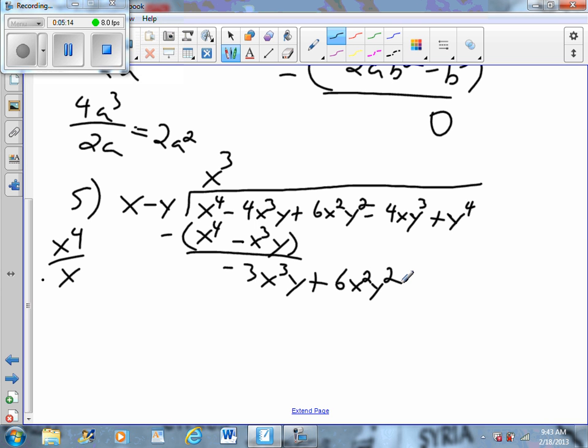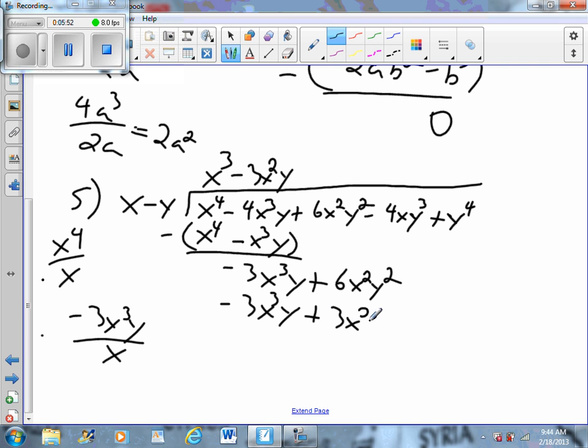Okay? All right. Now, to get the next part of my answer, I'm going to have to divide negative 3x to the third y by the lead term of my divisor, x again. And what is that going to give me here? Negative 3x squared y, right? Y'all see that? Negative 3x squared y. Now I multiply negative 3x squared y times x minus y. Negative 3x to the third y. Negative times a negative is going to be plus, right? 3x squared y squared.